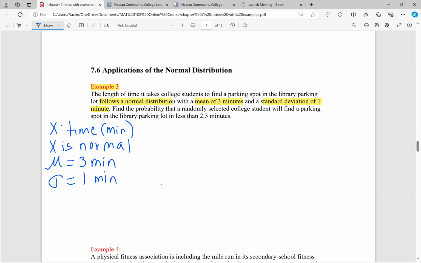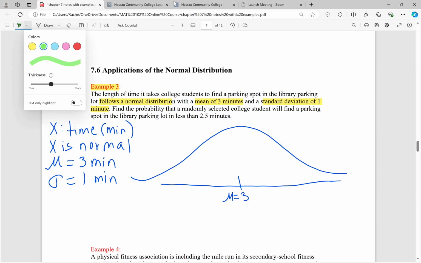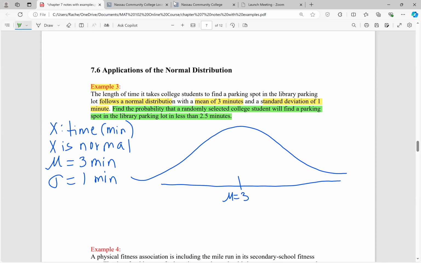So what I would do is I would draw a picture. This is what time looks like, right? It's normally distributed, and the mean goes in the middle, and the mean is 3 minutes, right in the center. Now let's go to the problem. Now let's say, okay, what is the question asking for? So it says, find the probability that a randomly selected college student will find a parking spot in the library parking lot in less than 2.5 minutes.